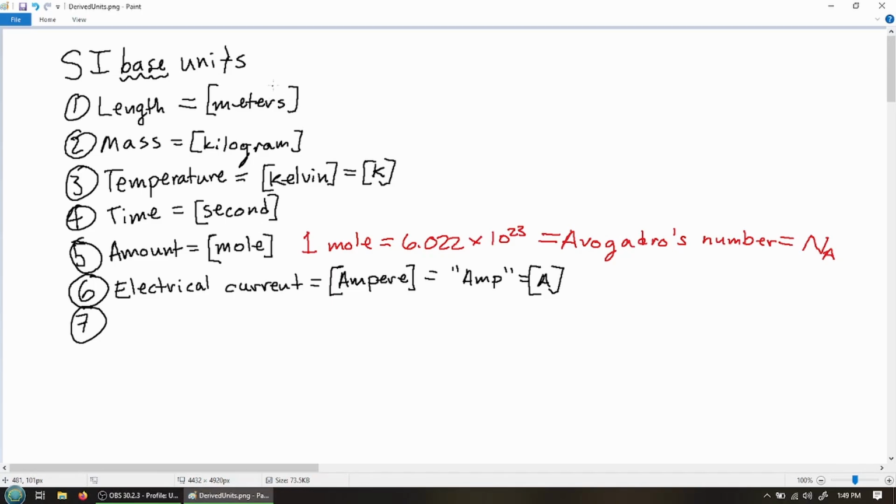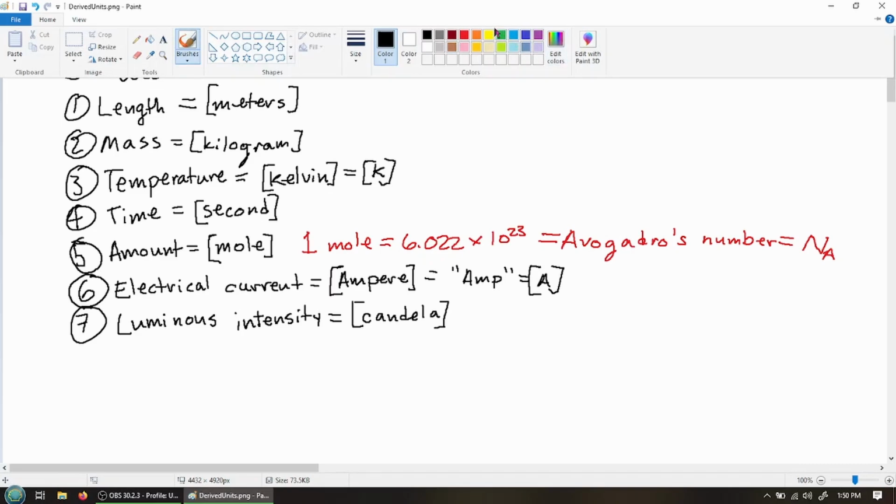The last one that I just want to talk about here is something called luminous intensity. You could think of this as just the amount of light that is being put off by some sort of light-emitting object. And here, what this is going to be measured in is a unit called the candela. Okay? So as I said, these last two may not be relevant for Chem 111. Let me make a note of that here.